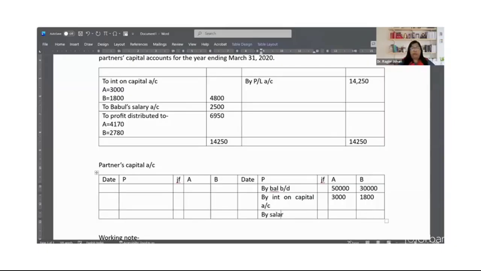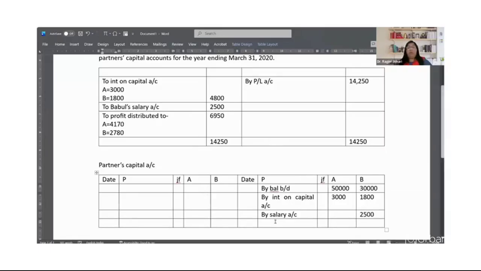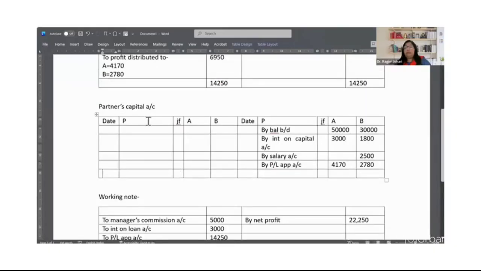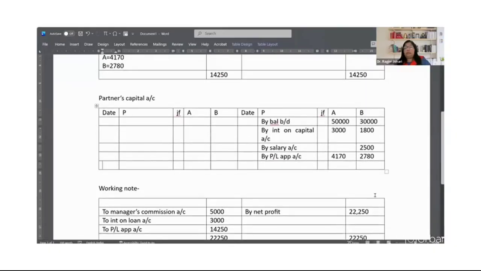The salary amount goes into Babu's account. And then the profit distribution, by P&L appropriation account. The amounts are 4170 and 2780. Now, let us see if we have drawings. We don't have drawings over here. So, no drawings, no interest on drawings to be mentioned. Okay, now finally it's done.